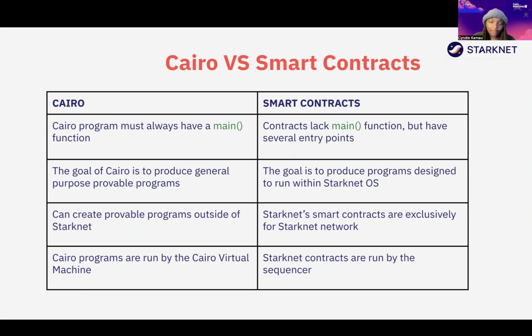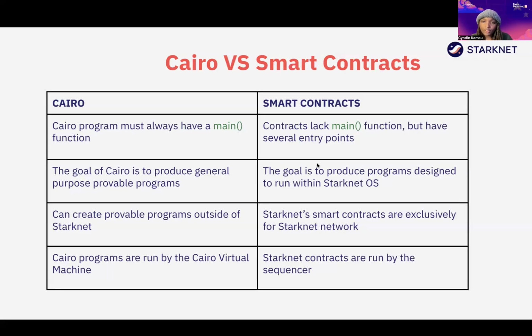The next thing is, like I said, Cairo was designed to be a general purpose language, but it was designed to create a proof, right? So what do I mean by that? When you write a Cairo program and then compile it, you can actually use an open source prover called Stwo or something, and then you can create a proof of it. So that's how people generate proofs for a general purpose program that you've written in Cairo, right?